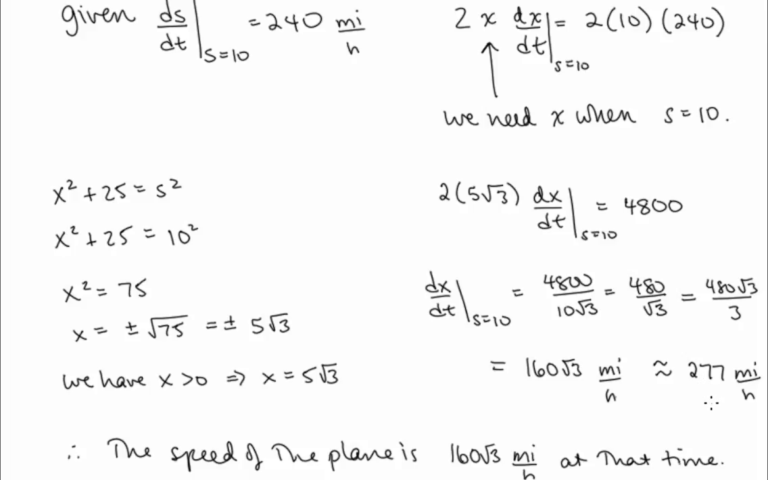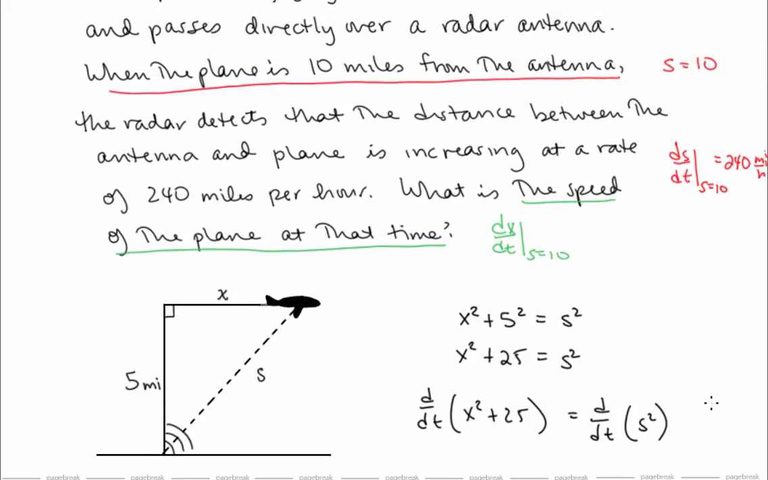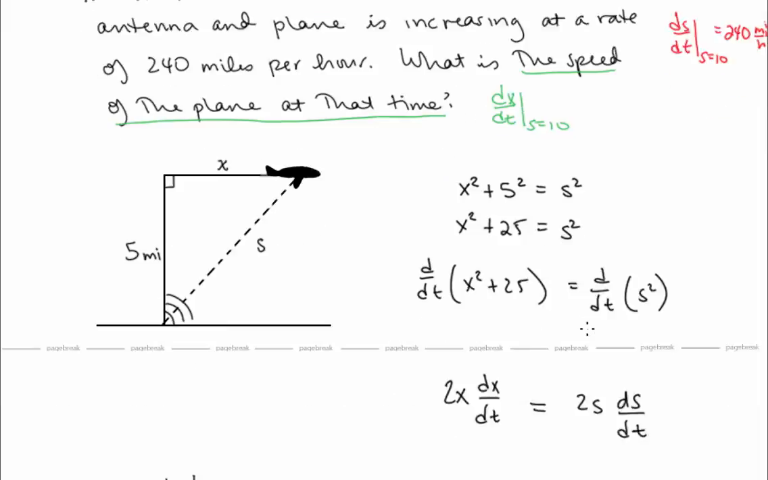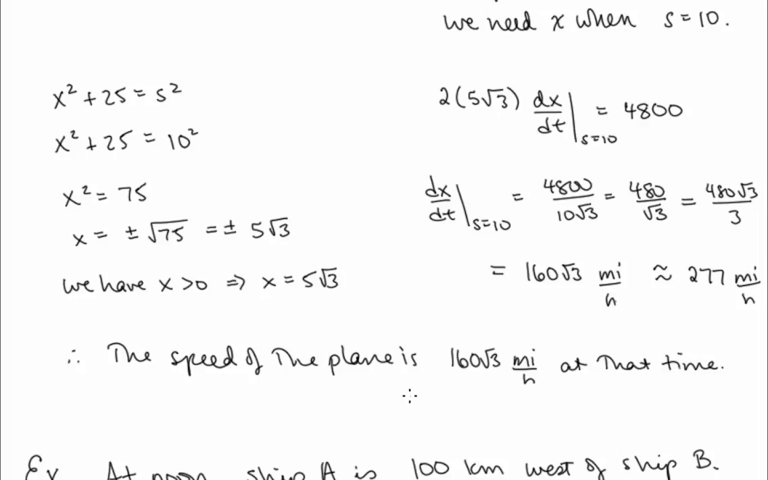So let's go up and read the question again and just make sure we answer it properly. What is the speed of the plane at that time? The speed of the plane is 160 radical 3 miles per hour at that time. Let's take a look at another.